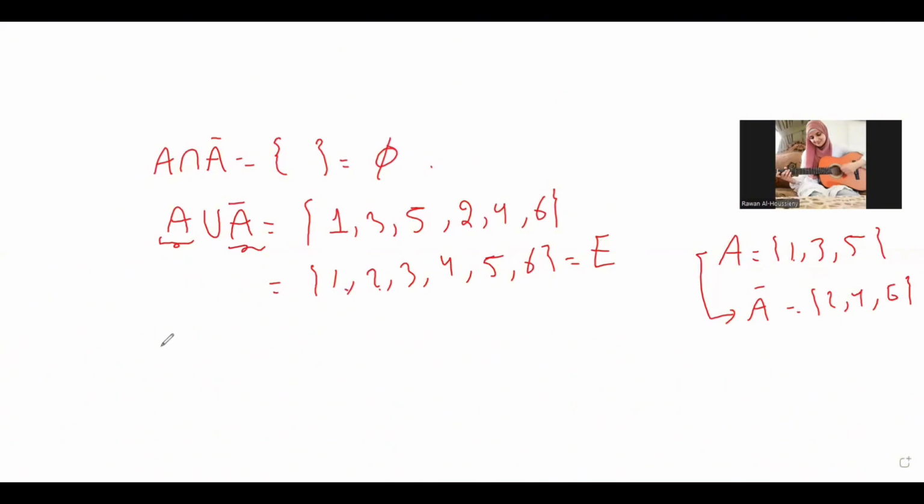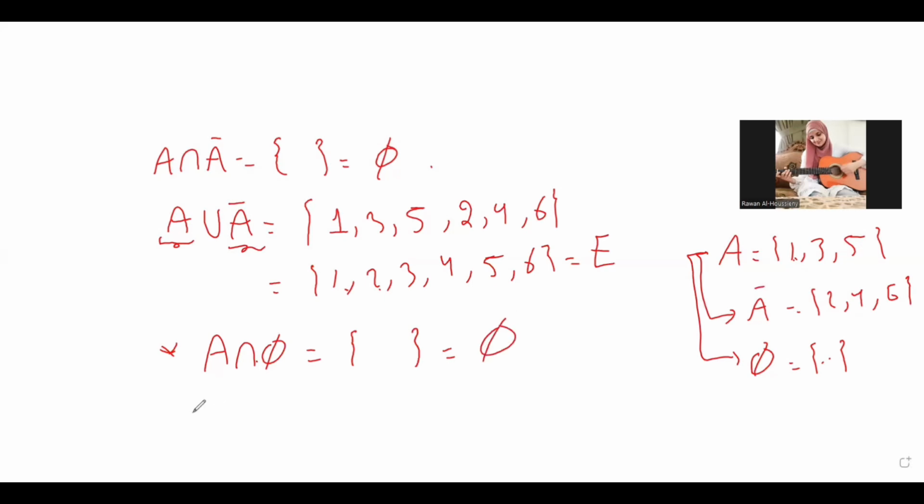Now we have to find A intersecting the set phi. So this is A, it's 1, 3, 5. The set phi is the empty set. Intersection means we need the common elements between A and phi. As we notice, 1 is not common between them, 3 and 5 are not common, so we leave it as an empty set, which is equal to the set phi.